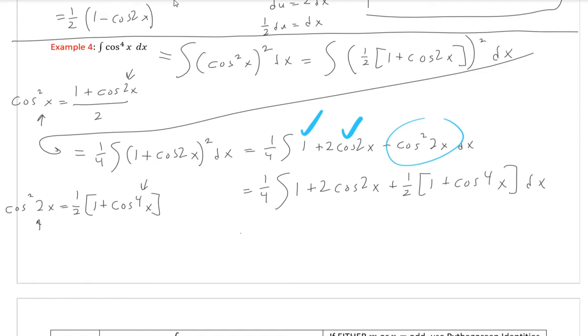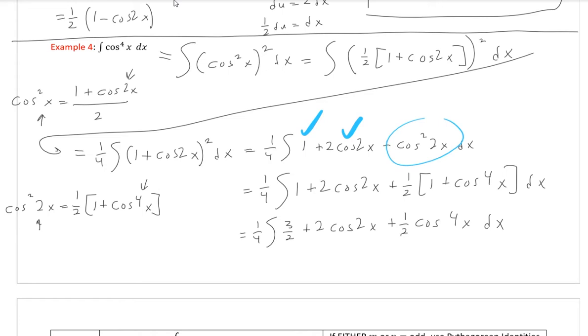Multiplying out and distributing appropriately, we get 1/4 integral. 1/2 plus 1 will give me 3/2, plus 2 cosine of 2x plus 1/2. Don't forget to distribute. 1/2 cosine of 4x dx.